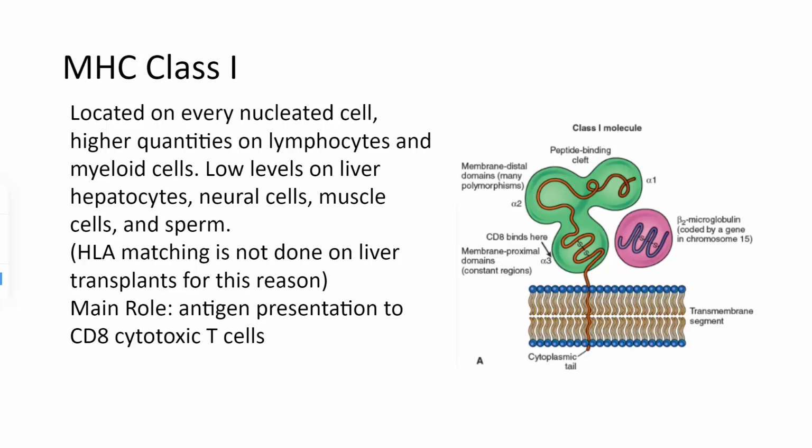MHC class 1 is located on every nucleated cell. Higher quantities are found on lymphocytes and myeloid cells, and there are low levels on liver hepatocytes or liver cells, neural cells, muscle cells, and sperm. This is why HLA matching is not done on liver transplants. The main role is antigen presentation to CD8 cytotoxic T cells. So this is a picture of the cell membrane, and here is the class 1 molecule.